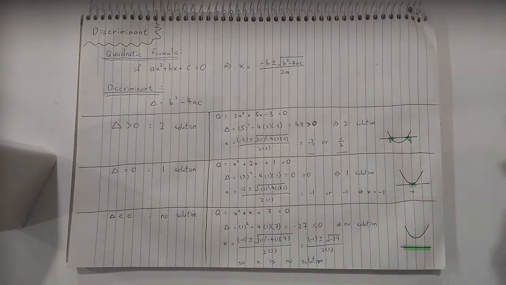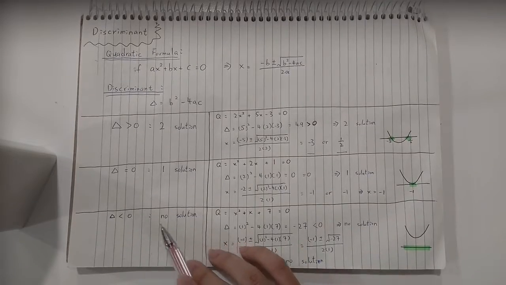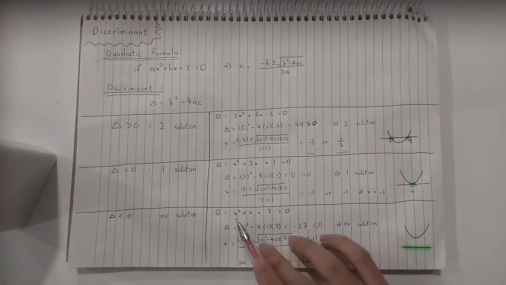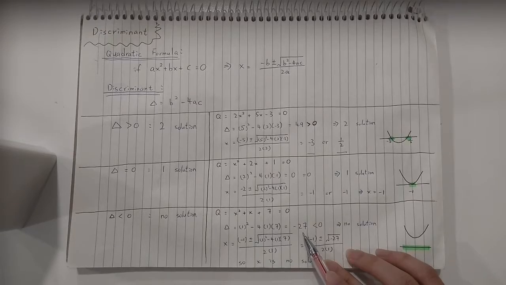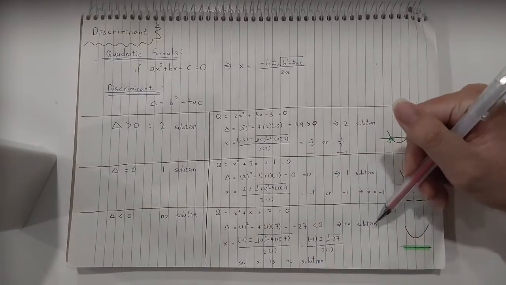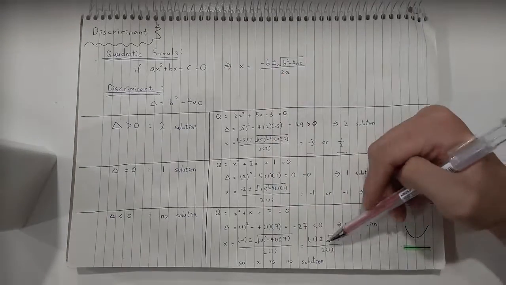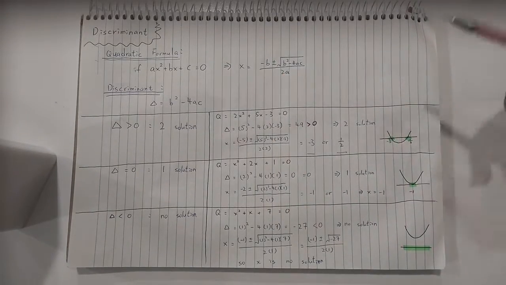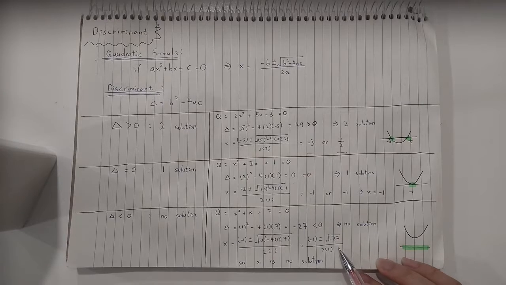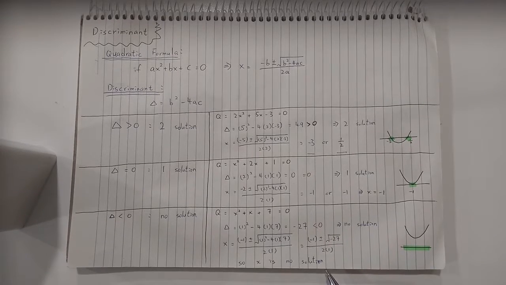The third situation: when delta is less than 0, there should be no solution. In this equation, delta is minus 27. It is less than 0, so that's why there is no solution. When we substitute into the quadratic formula, we get this expression. However, we can't take the square root of a negative number as a real value, so x has no real solution, because it just gives a complex number. In this graph, we can see the graph does not touch the x-axis, so that's why there is no solution.